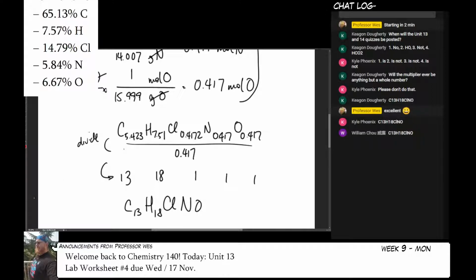So that's how you do an empirical formula. And it looks like most people got that right. Everybody got that right. Everybody who participated. Excellent.